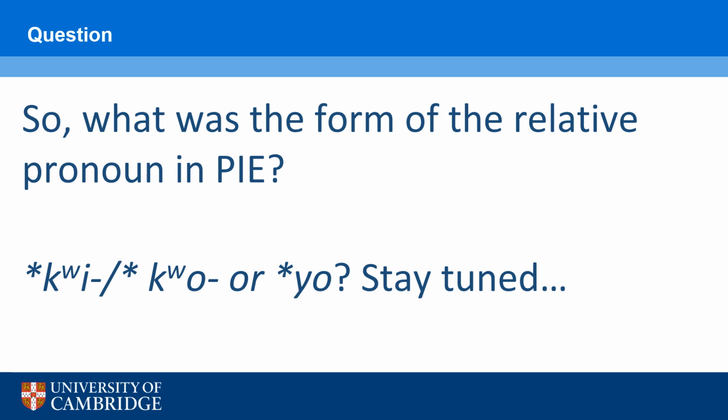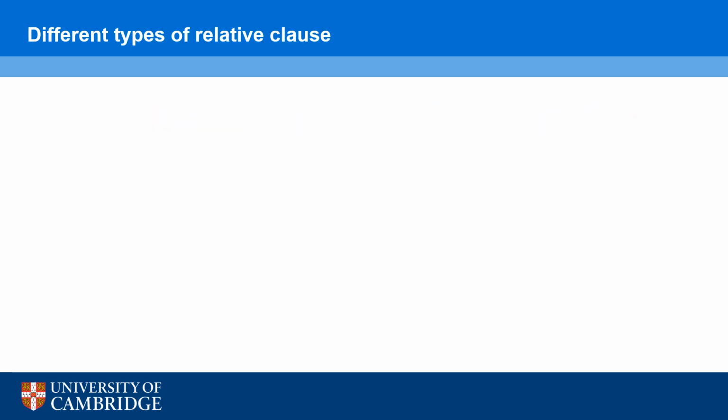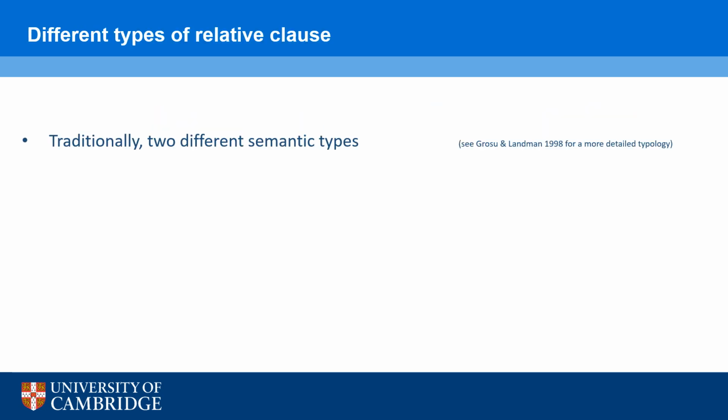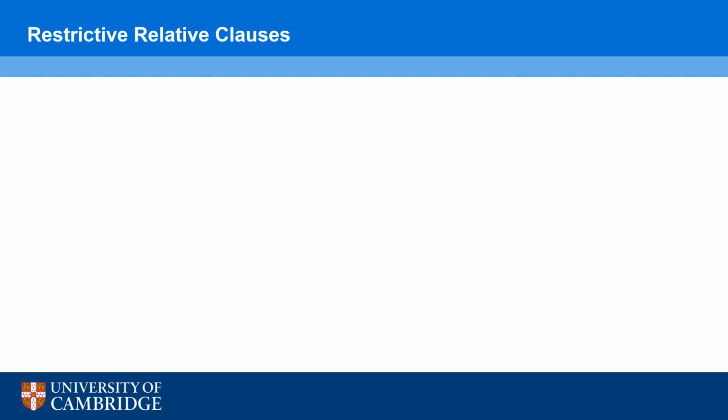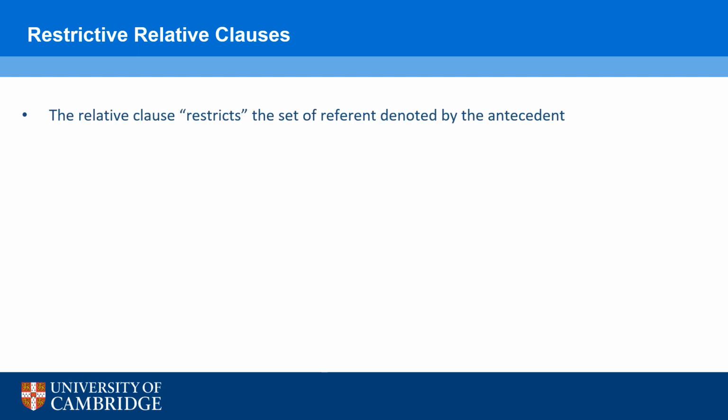Which one of them is the original? Is it qui, quo, or ya? We'll discuss this later on. But now let's have a look at the semantics of relative clauses. They can generally be divided into two types: restrictive relative clauses and non-restrictive relative clauses, sometimes called appositive relative clauses. Restrictive relative clauses are so called because they restrict the set of reference denoted by the antecedent.